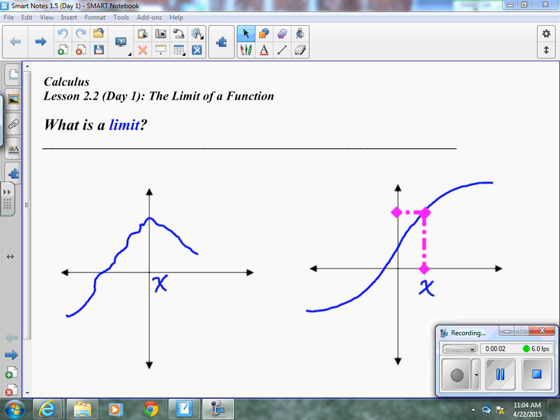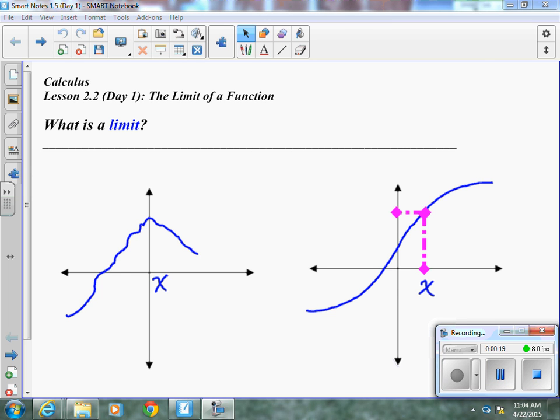All right, today we're going to introduce to you a new topic that you may have talked about a little bit in pre-calc when you found horizontal asymptotes, but haven't really discussed to any length, and that's called the limit of a function. Now, what is a limit?